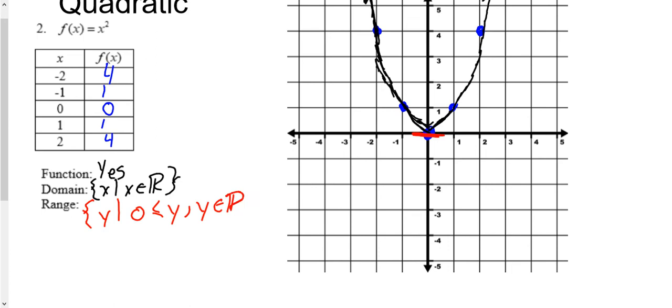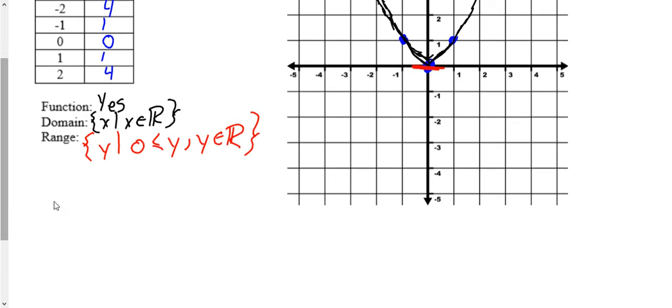Y can be every number that's going to be greater than or equal to 0. Here we have our set notation done. I'm going to write down the same answer using interval notation just in case you ever run into interval notation. So again, domain and range, but this time in interval notation.